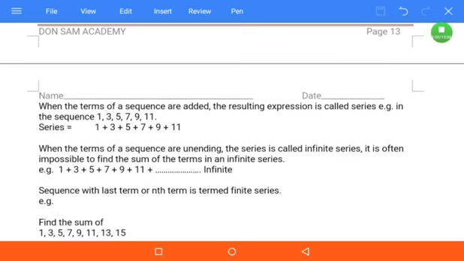Let's take what I wrote. I said when the terms of a sequence are added, the resulting expression is called a series. E.g., in the sequence 1, 3, 5, 7, 9, 11. Now, when we try to add the terms of a sequence together, we get what we call a series. So in this topic, we'll be hearing series and sequences. The difference between a series and a sequence is that a series is the sum of the terms of a sequence. Do you get that? So 1, 3, 5, 7, 9, and 11 is called a sequence because the numbers are arranged according to a given law. But when we start saying 1 plus 3 plus 5, when we start adding, it becomes a series.